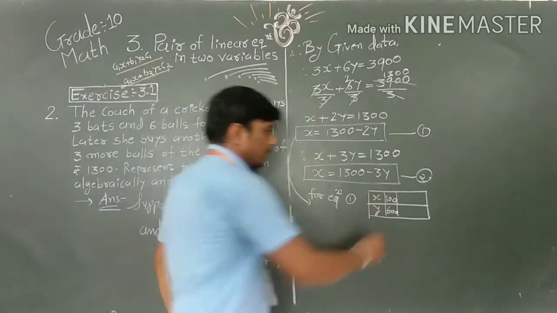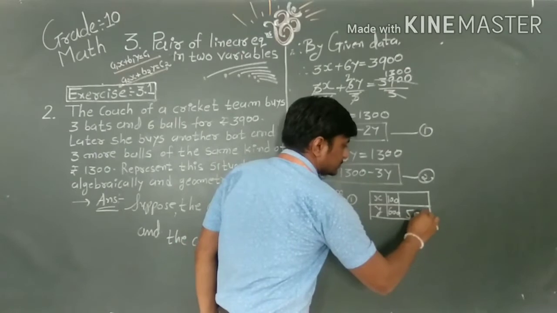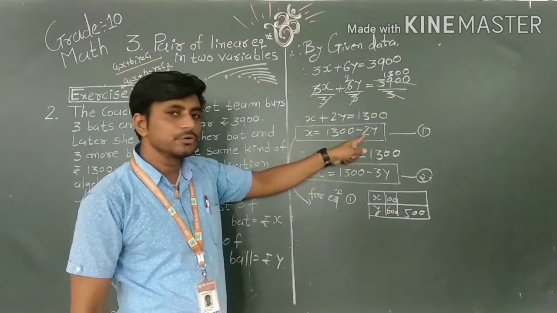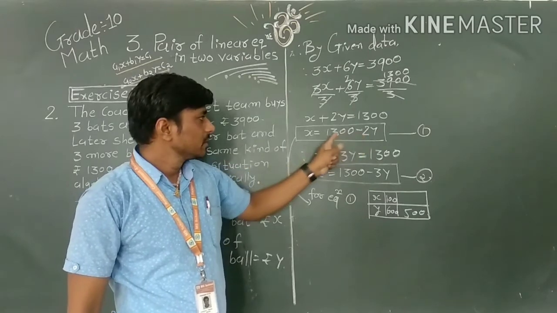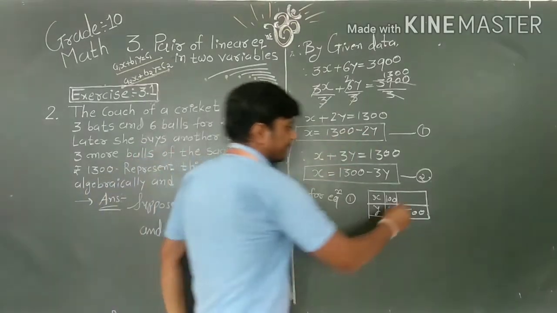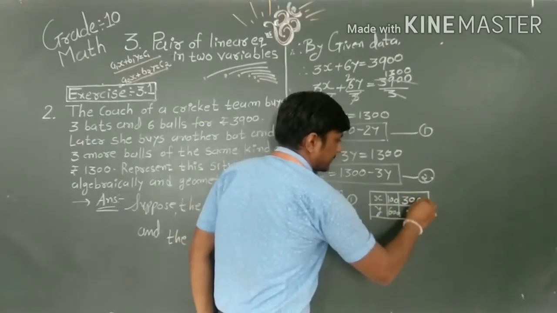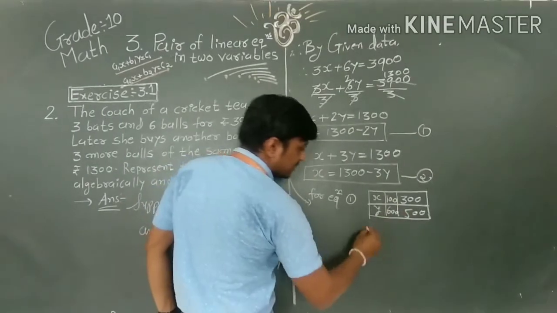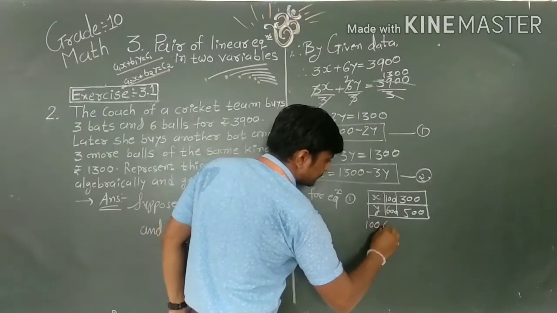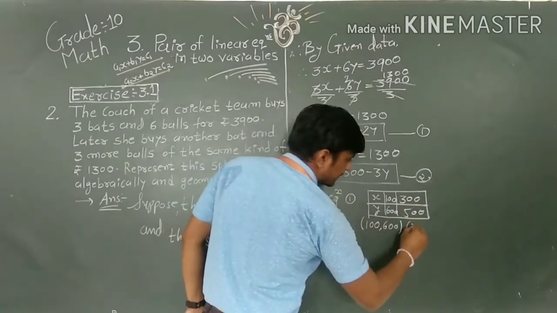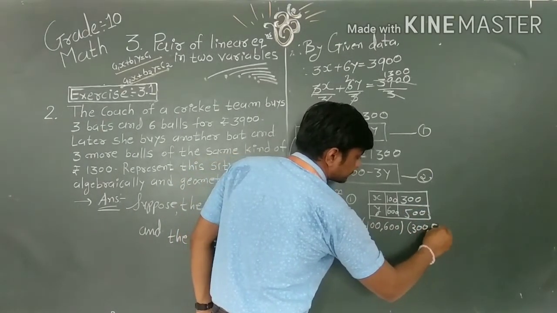Okay. Now take another value. Suppose it is 500. What happens? 500 into 2 is 1,000. 1,300 minus 1,000 is 300. Therefore x is 300. These are our 2 points: 100 with respect to 600, and the second point is 300 with respect to 500.